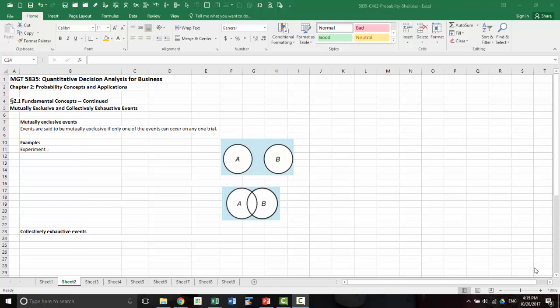Now let's look at some other concepts about probability of events and events themselves. The events can be thought of as mutually exclusive and collectively exhaustive. For that, we need to understand what each of these concepts means.